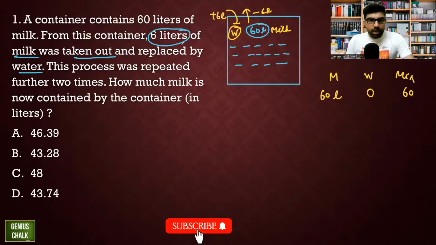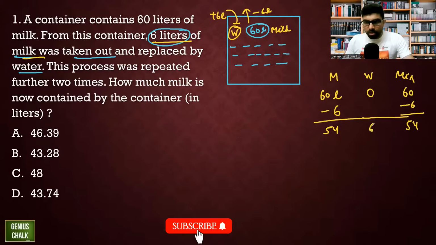Now 6 liters of milk is taken out, so minus 6 of milk, and milk is becoming 54, minus 6 of the mixture is also gone, that is total mixture left is 54. And afterwards, in the second step, we are adding 6 liters of water. So if we add 6 liters, the total will remain 60. So this is the scenario at the first instance. Now for the second instance, it's saying this process was repeated further 2 times.